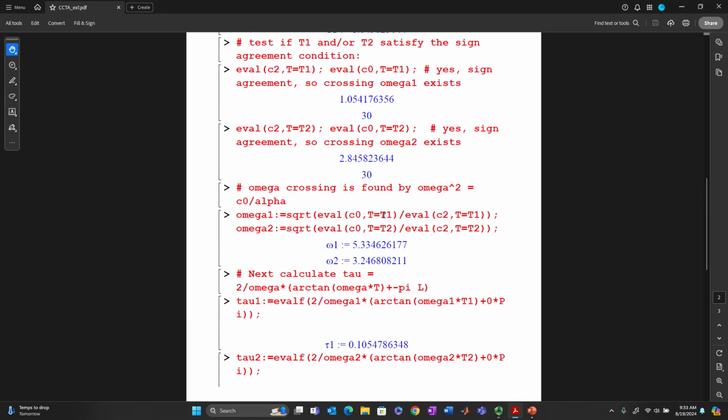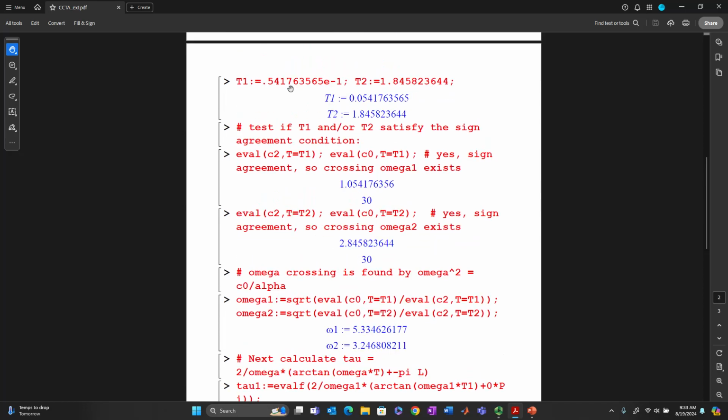So for the T1 value, I compute the omega value, which is the square root of R22 over R21. I only work with positive omega values. It's easier. And then for the T2 value, I also compute the omega value using the square root of R22 over R21. I find two omega values.